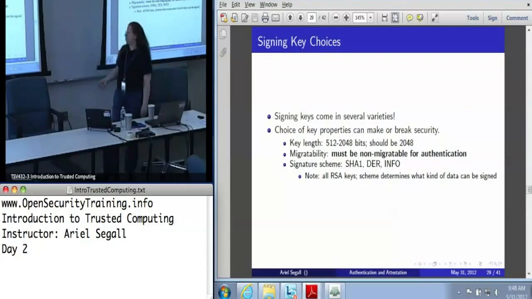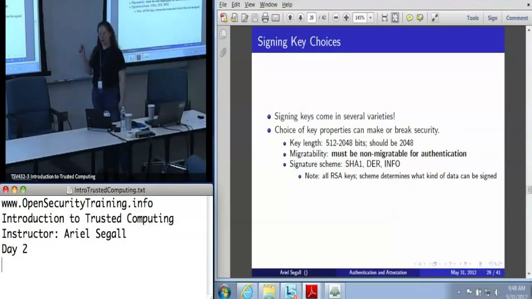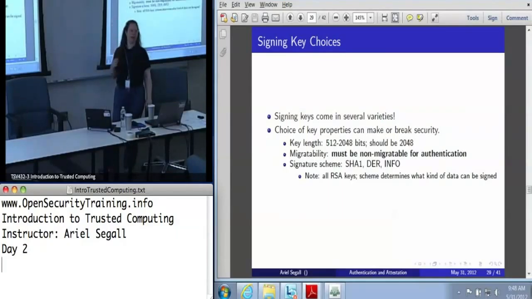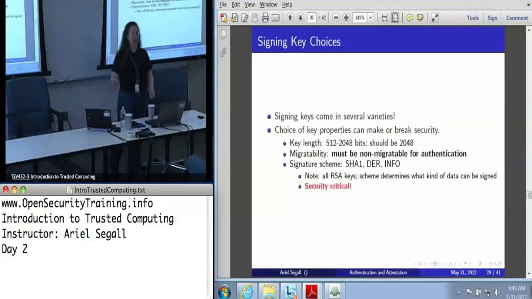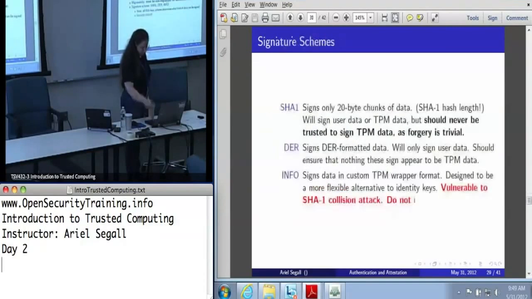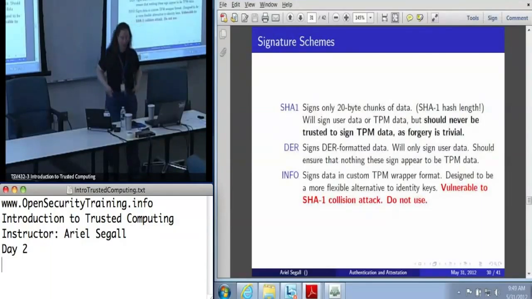The signature scheme is the big, what the heck is this, non-intuitive choice with signing keys that can make or break the key security. There are 3 scheme options: SHA-1, DER, and something called info. Now these are all, despite the phrase signature scheme, RSA keys. This determines the data formats that these keys will sign. Yeah, this is the big one that's really obnoxious.